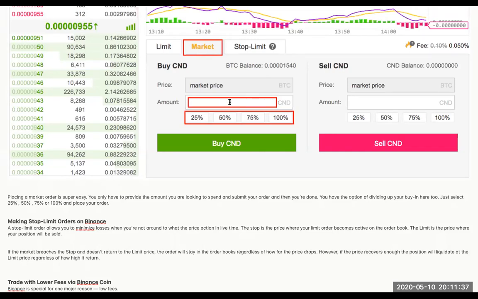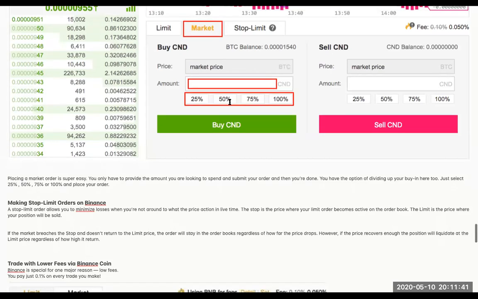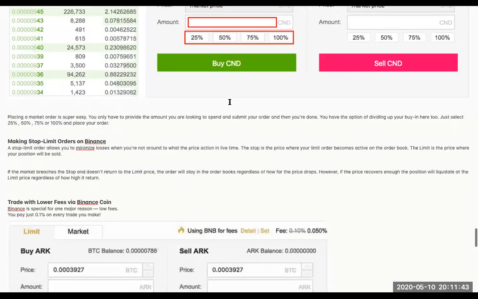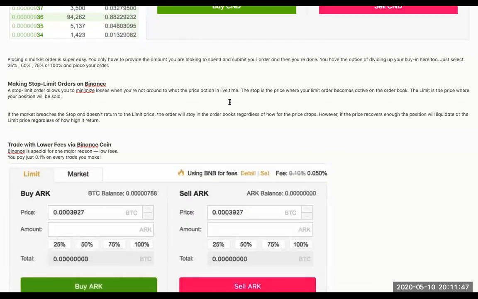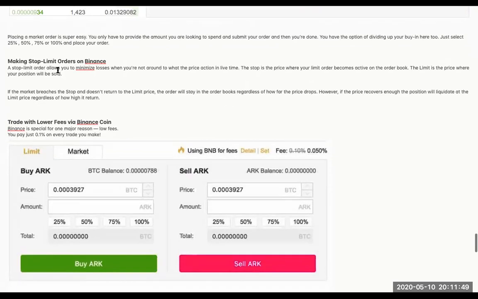Then you will type in the price that you want to sell at, or the price where you want to place that order. Okay, so let's see how to make a stop limit order on Binance. A stop limit order allows you to minimize losses when you are not able to watch the price action in real time. Because when you place an order, you are not going to stick on your computer looking at it.